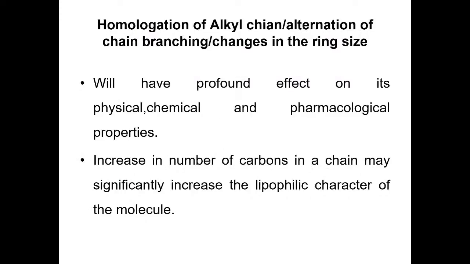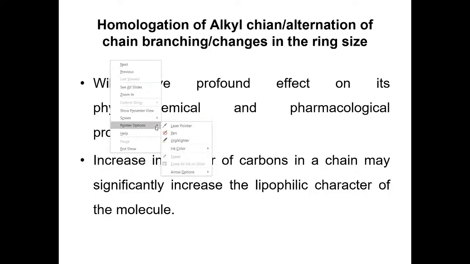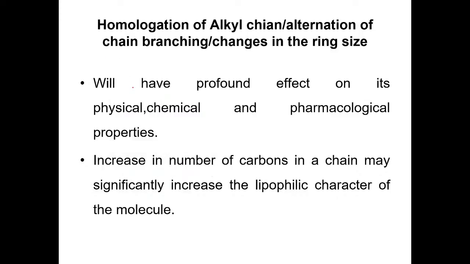So homologation of alkyl chain, alteration of chain branching, and changes in the ring size. These are the three things that you can do to improve the physicochemical properties of analogs, or when designing analogs. So here homologation means what? Homologous series means? Have you heard about homologous series?